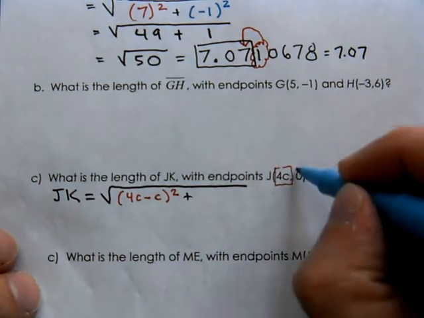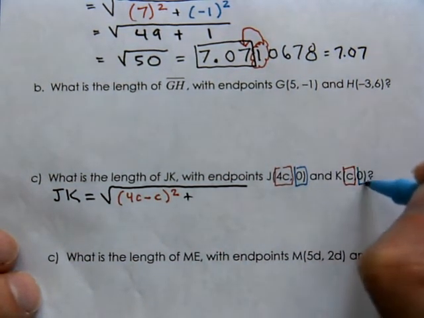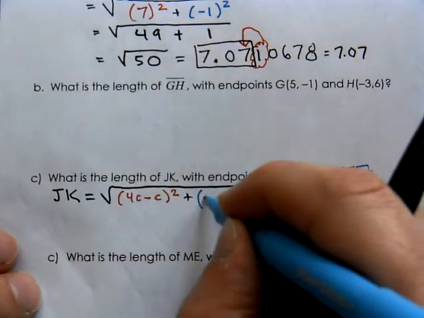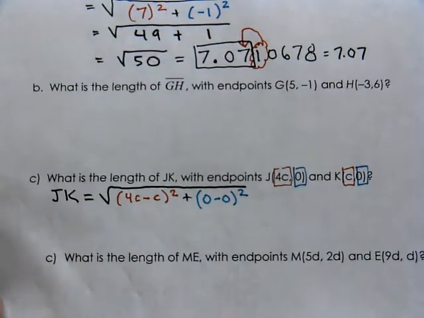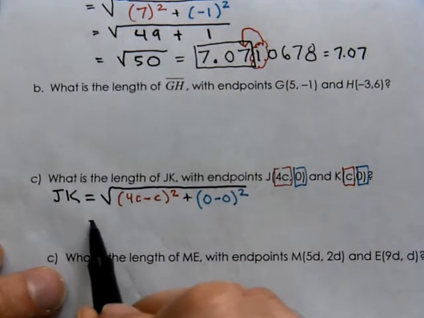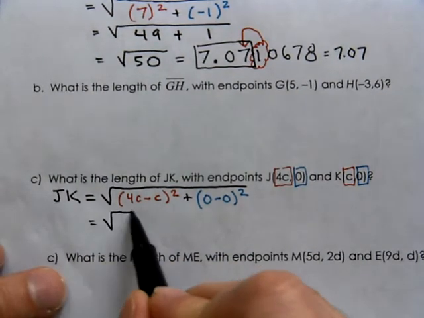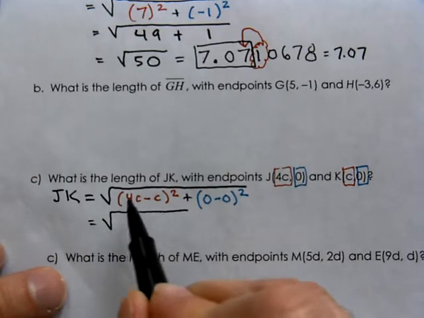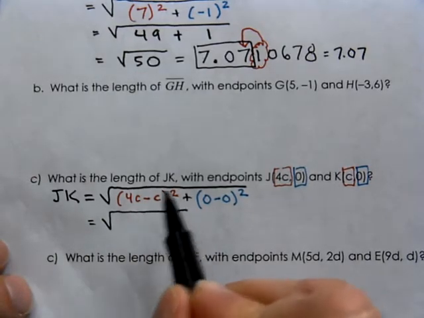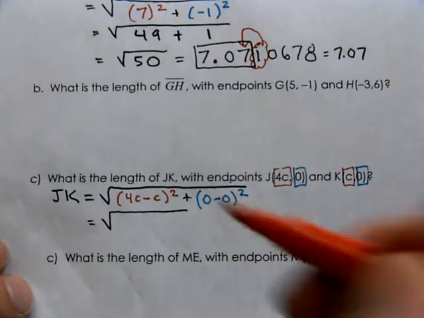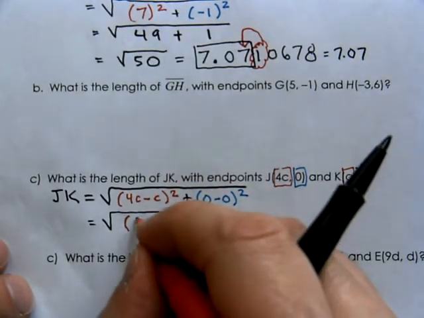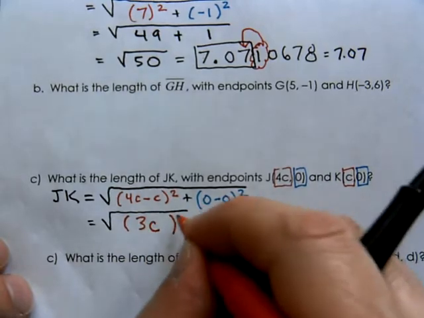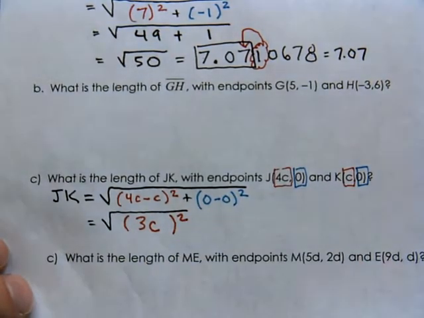Find your y coordinates. They happen to be zeros in this case. We'll subtract those as well and square the result. So that's the setup. So what we have here is an expression with like terms. So inside the parentheses, we need to combine those like terms. 4C minus 1C is 3C. And we'll square that on the next step.